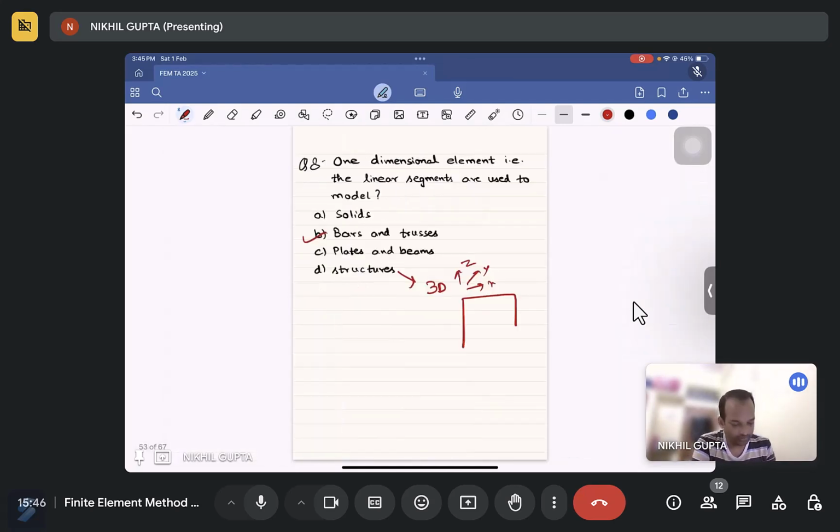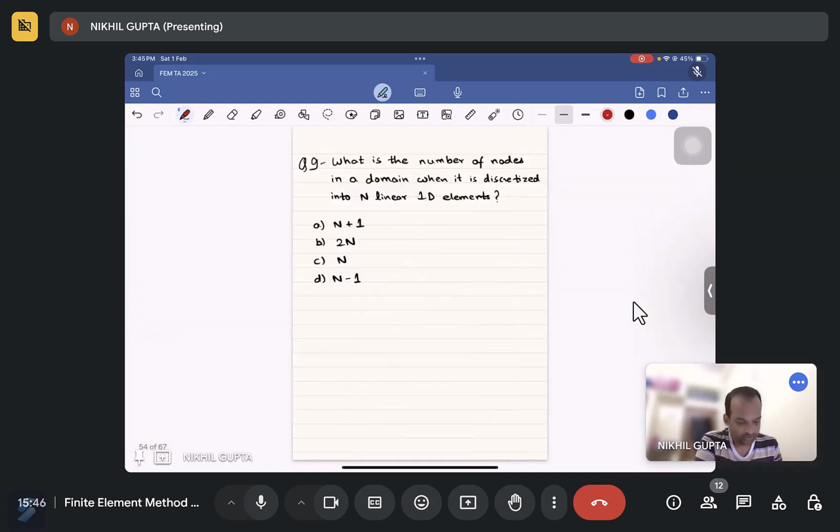Also we can't do beams by that, because beams are like this. You have to get u1, u2 and one angle theta as well. So there are 3 degrees of freedom at each node. What is the number of nodes? This is a simple question. Just have a look and tell me.